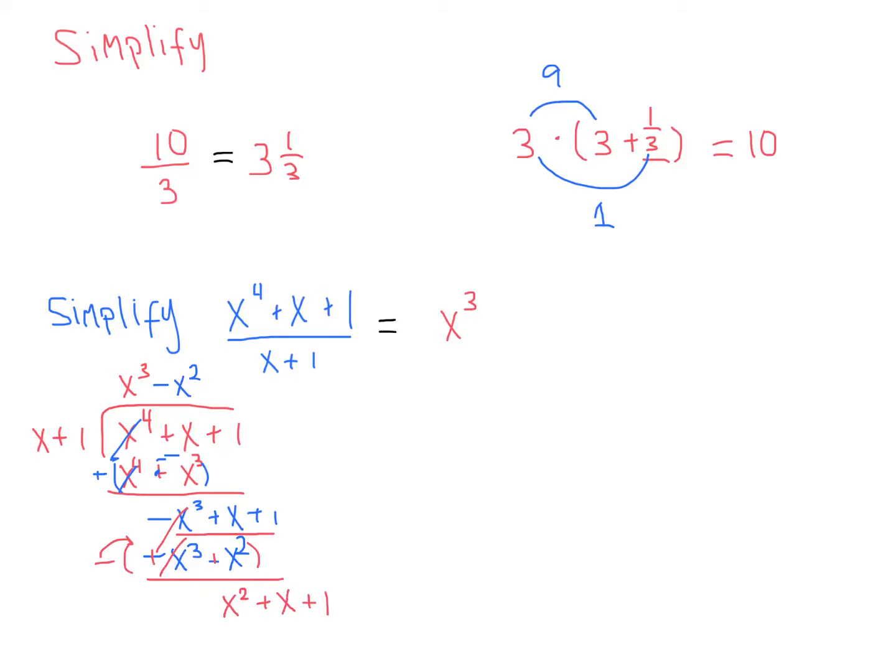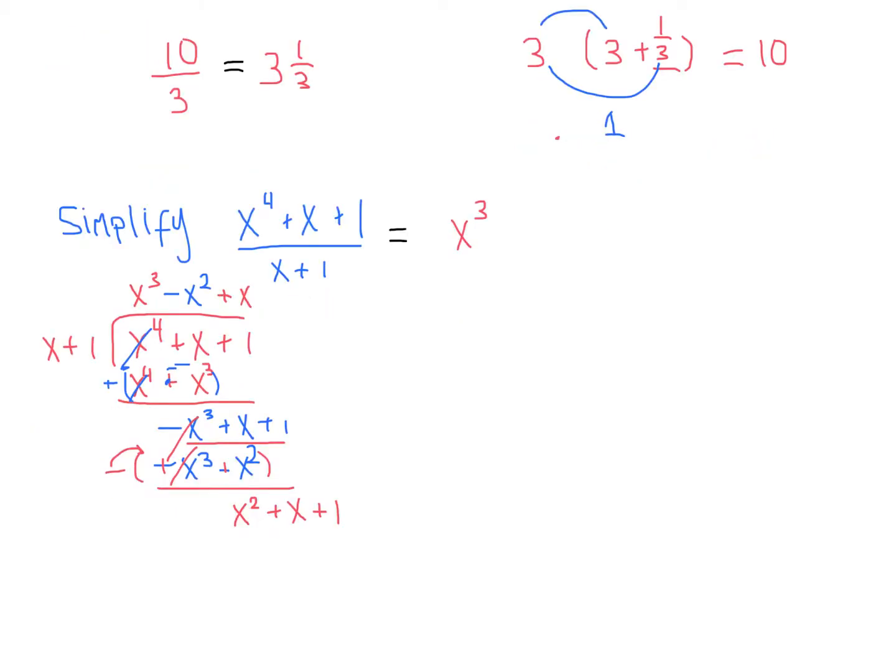Alright, so I go through, and once again, I need to know what do I have to multiply x by to get x squared, and of course, that's just a positive x. Okay. Alright, so I multiply by positive x. I'm going to get x times x, which is, of course, x squared. X times 1 is going to be a positive x.